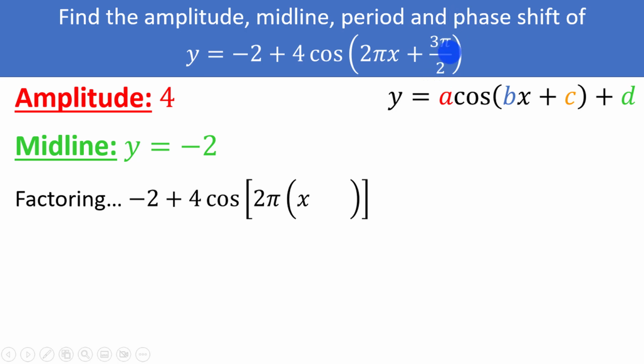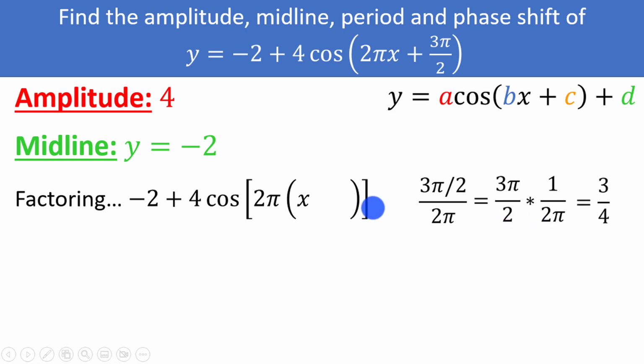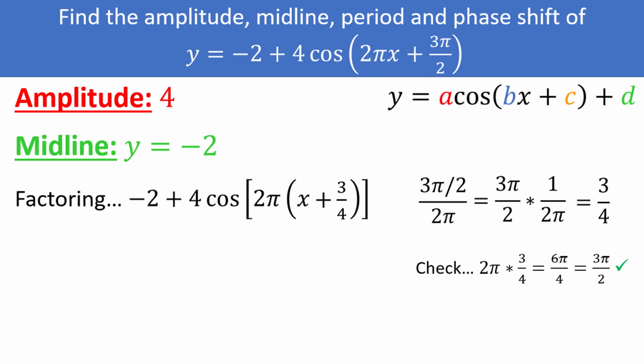So we can take 3π/2 and divide by 2π. 3π/2 divided by 2π is the same thing as 3π/2 times the reciprocal of 2π, which is 1/2π. The pi's will cancel, and we will just have 3 divided by 4. So that means that the value that we need on the inside of the function to factor correctly is just 3/4. You can check yourself to make sure that you factored correctly. 2π times 3/4 is equal to 6π/4. This reduces to 3π/2, which is exactly what we started with, verifying that we have factored correctly.